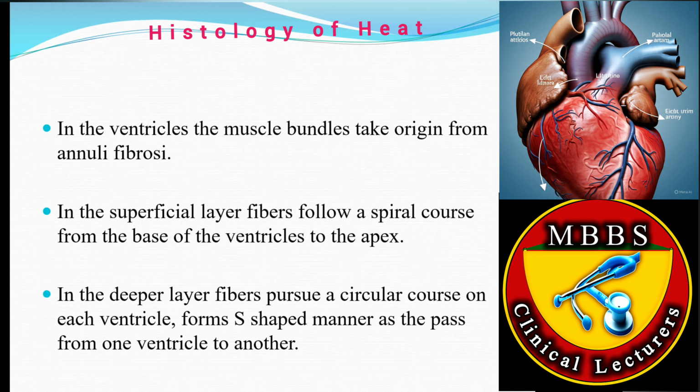In the ventricles, muscle bundles take origin from the annuli fibrosi. In the superficial layer, fibers follow a spiral course from the base of the ventricle to the apex. In the deeper layer, fibers pursue a circular course on each ventricle, forming an S-shaped manner as they pass from one ventricle to another ventricle.